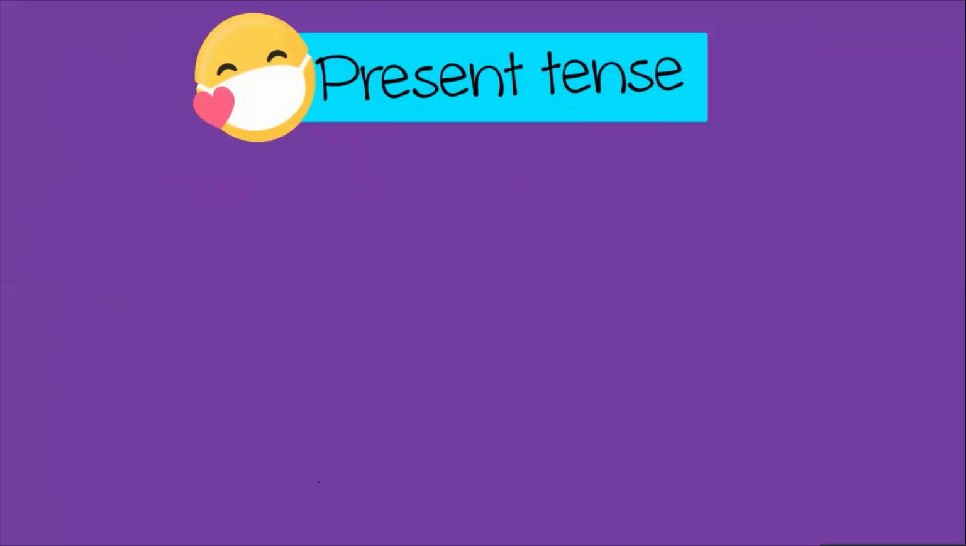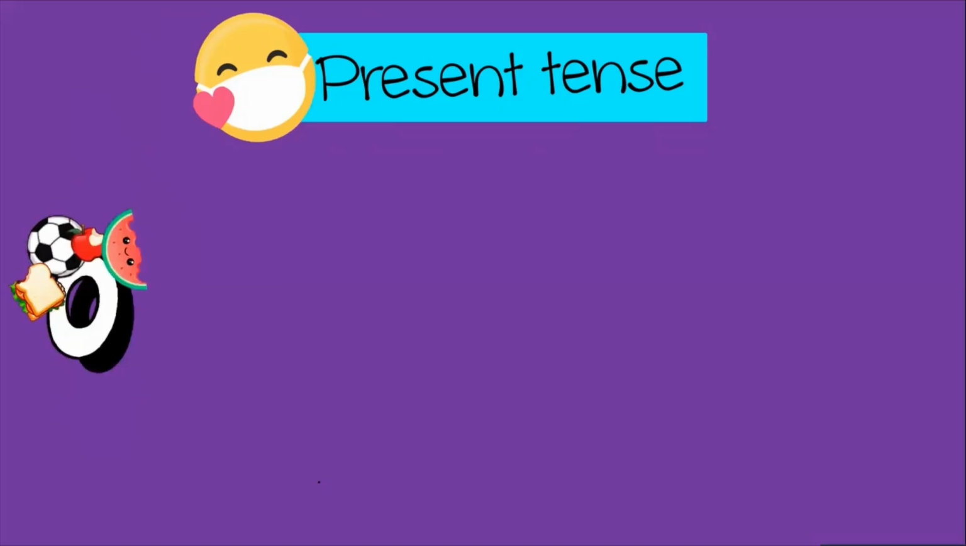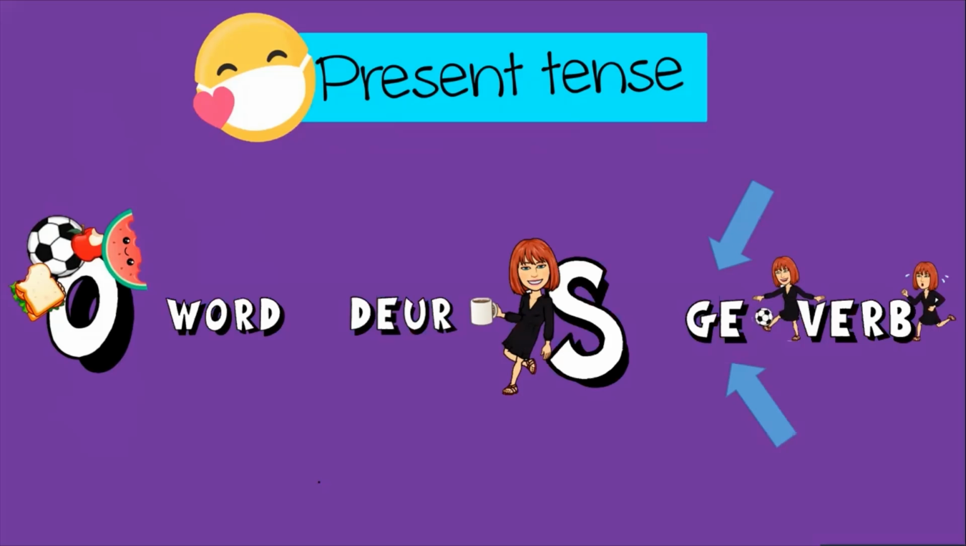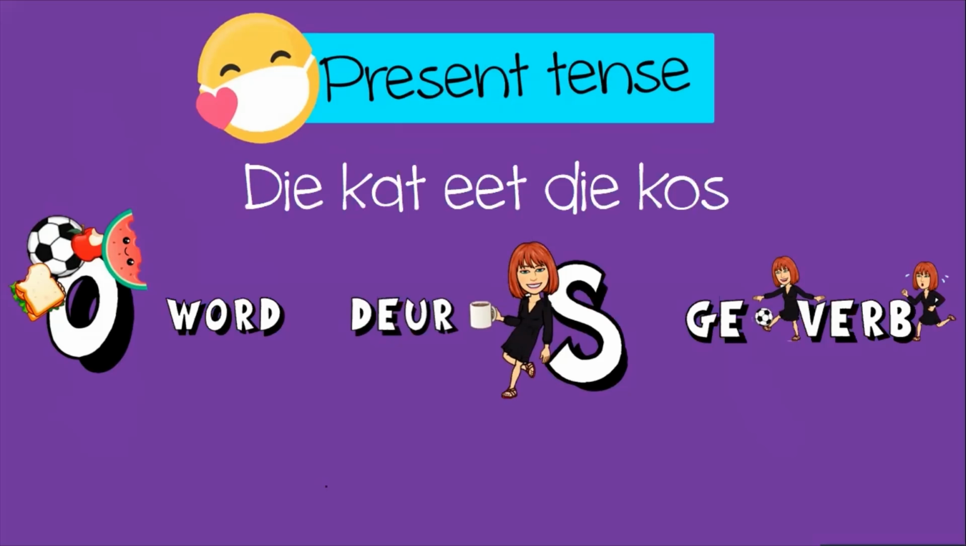Okay, let's look at the format or the word order for the lydende vorm for the present tense. We will start with the object, and then we know we have our verb, and our verb for the present tense is word. And then deur our subject, verb. See, we have a ge. We will have a ge at every tense, present, past, and future. Kom ons kyk na ons voorbeeld.